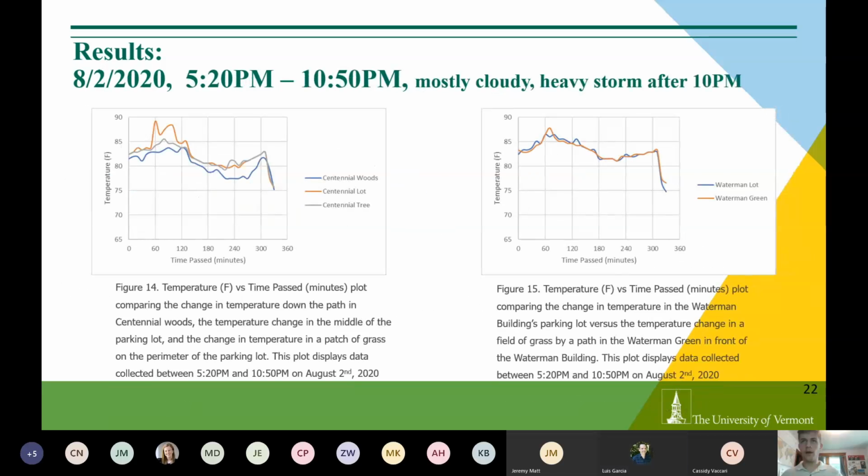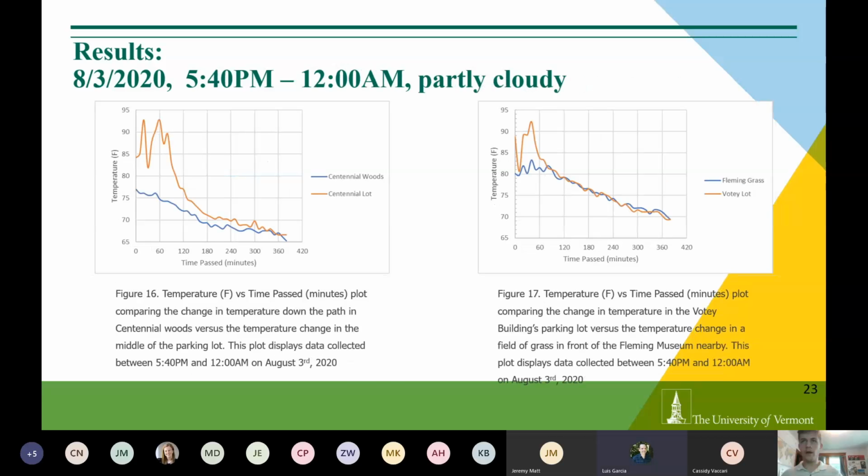On August 2nd, we see on the left that the Centennial lot has a larger temperature than the tree on the outskirts of the parking lot. And then below that, we have a sensor that is actually in Centennial Woods, and we can see the gradual decrease as we leave from the parking lot and go towards the woods, that the temperature is decreasing. And then on August 3rd, we have a similar pattern where the Centennial parking lot has a greater temperature for the first 2-ish hours, and then it is decreasing at a similar rate to the Centennial Woods, and the same thing for the Fleming Grass and the Vody parking lot.